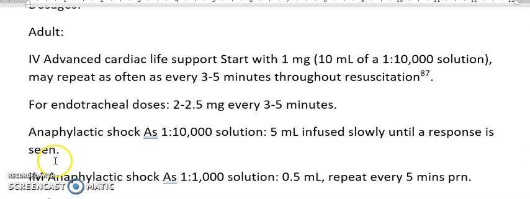I can also give it intramuscularly in anaphylactic shock, as a 1 to 1,000 solution. For this one we give 0.5 mils, because this is more concentrated, and repeat every 5 minutes when necessary. So we can give 0.5 mils, and then after 5 minutes another 0.5 mils, and after 5 minutes another 0.5 milliliters.